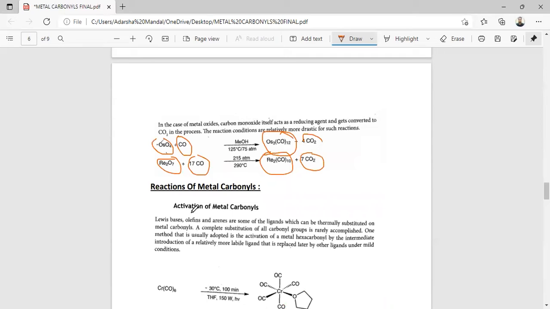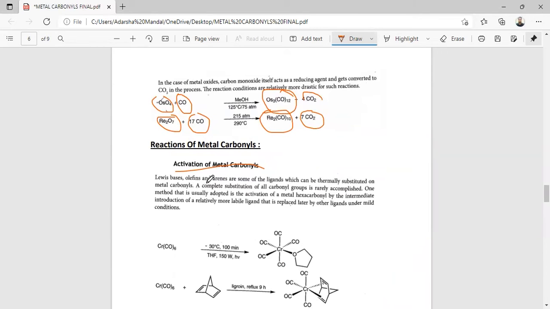Next we will discuss the reactions of metal carbonyls. How does this metal carbonyl compound react, and what types of reactions can it undergo? The first one is the activation of the metal carbonyls.